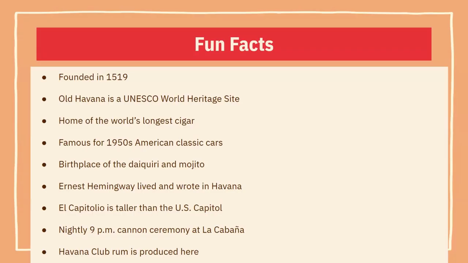Another fun fact is the nightly 9 p.m. cannon ceremony at La Cabaña. There's a cannon ceremony that happens in Havana at 9 p.m., which is pretty interesting as well. And the last fun fact is that Havana Club rum is produced in Havana, which is where the name comes from.